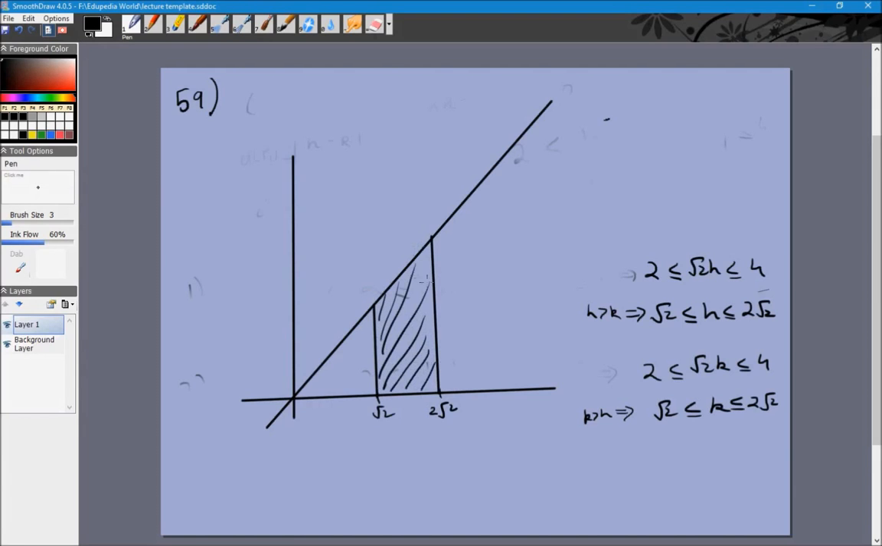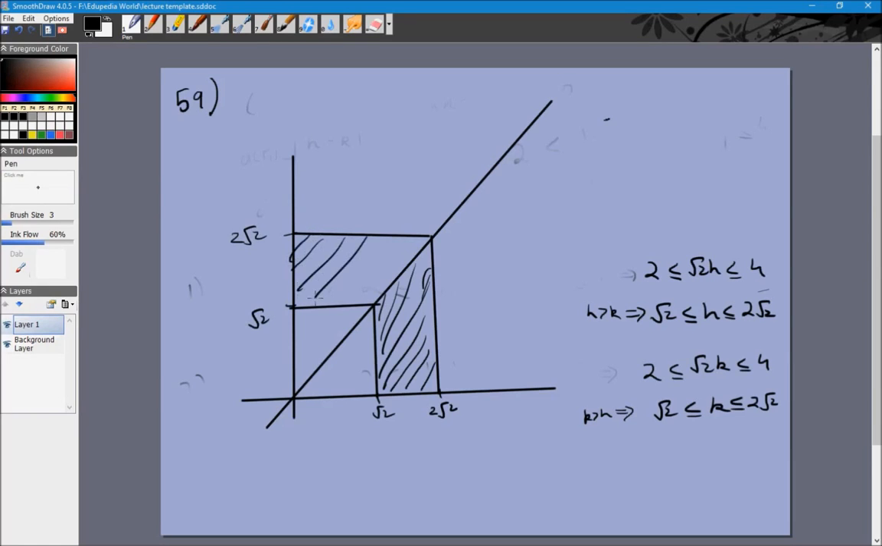It has to be in the first quadrant. X has to be between root 2 and 2 root 2. But it also has to be on the right side of this equation, or on the down side of this equation. The points on the left or the up side of this equation are points where k is greater than h. There you have k being between root 2 and 2 root 2. That means k is between these two values.